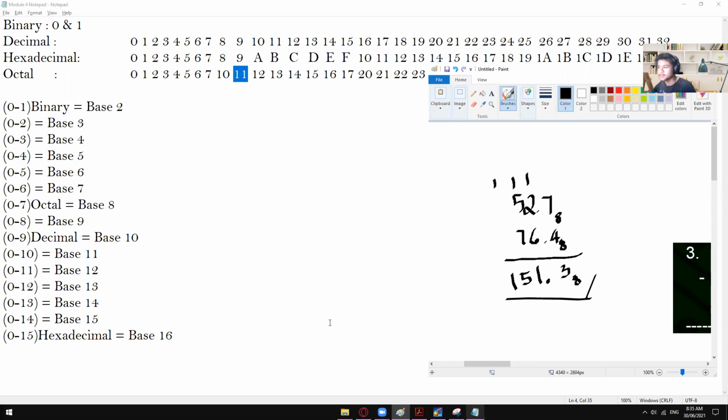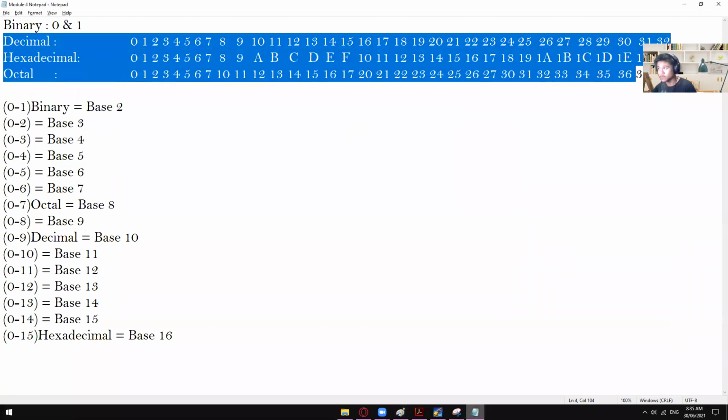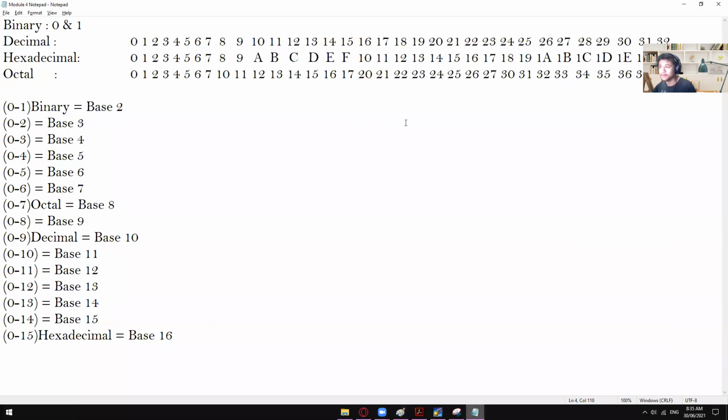Okay, so were you guys able to follow so far? Alright. So the best method that you guys can do is you must have a copy of this list. So if you want, you can take a screenshot of this one, okay, so that you can have your own reference.